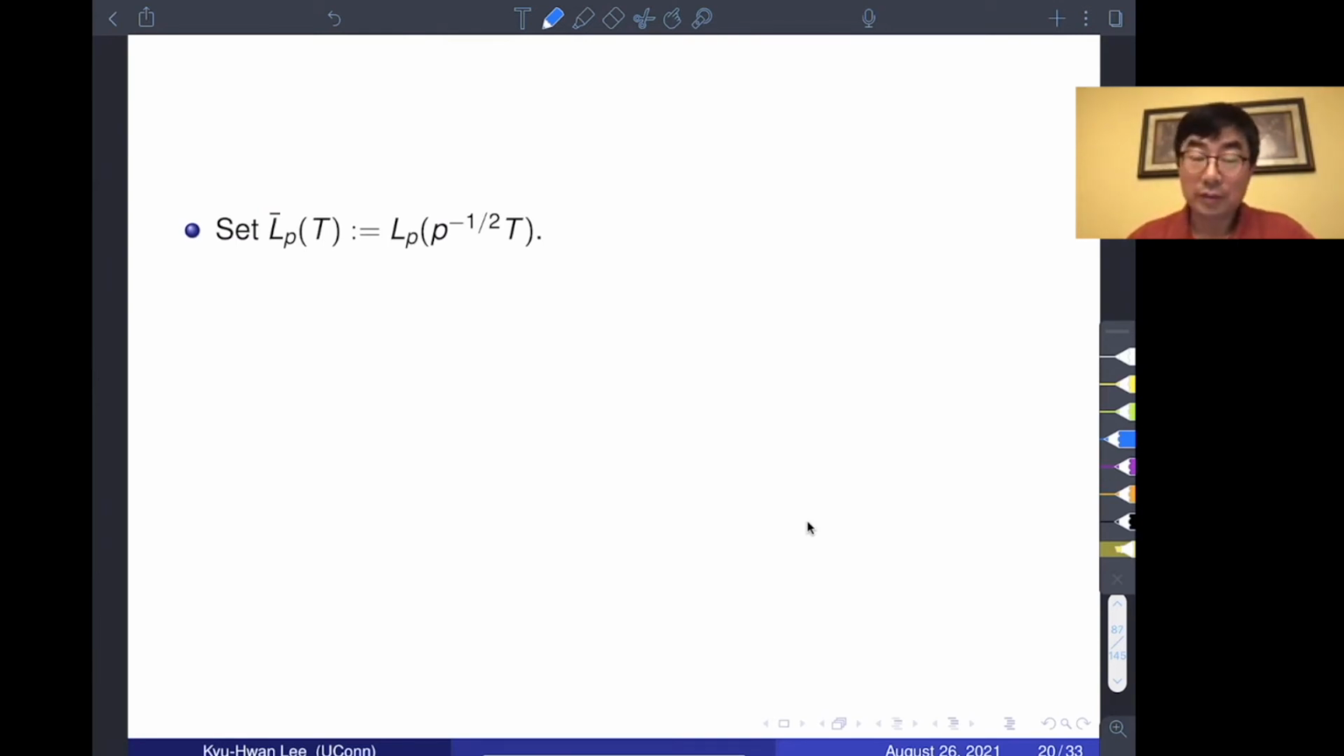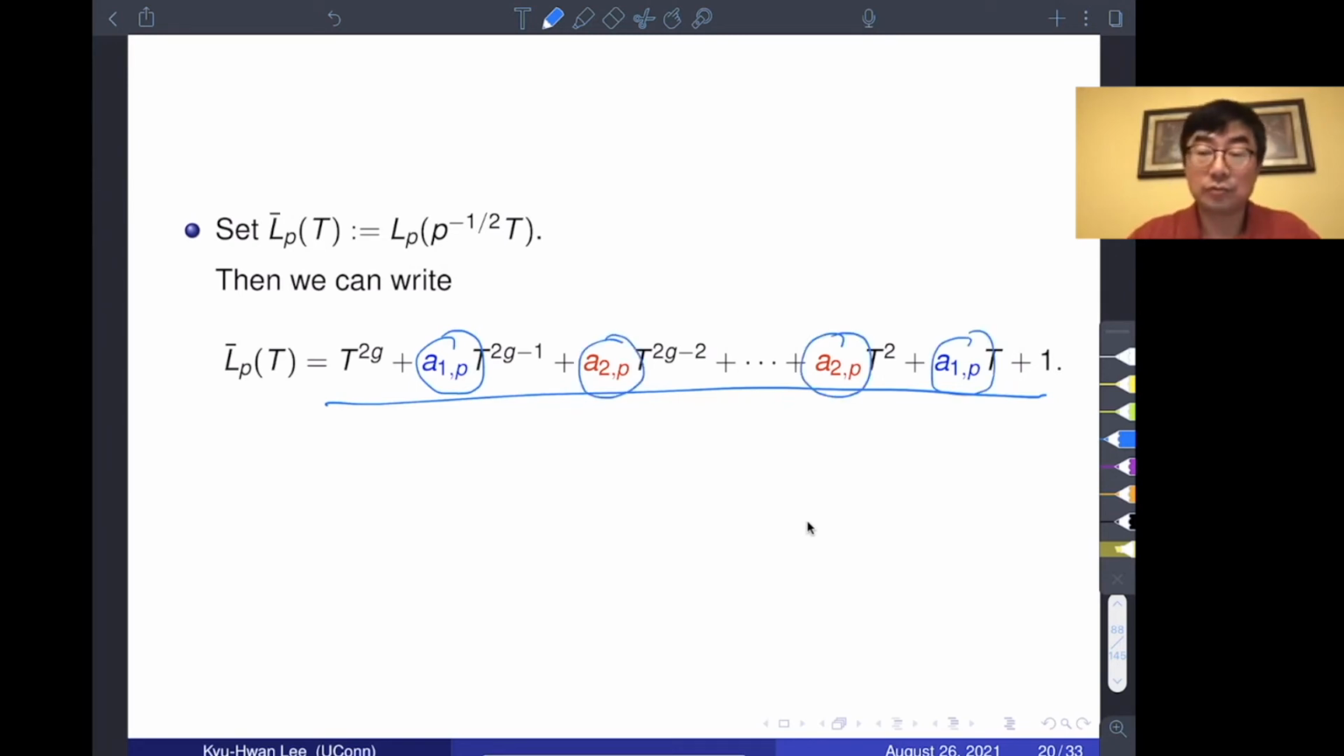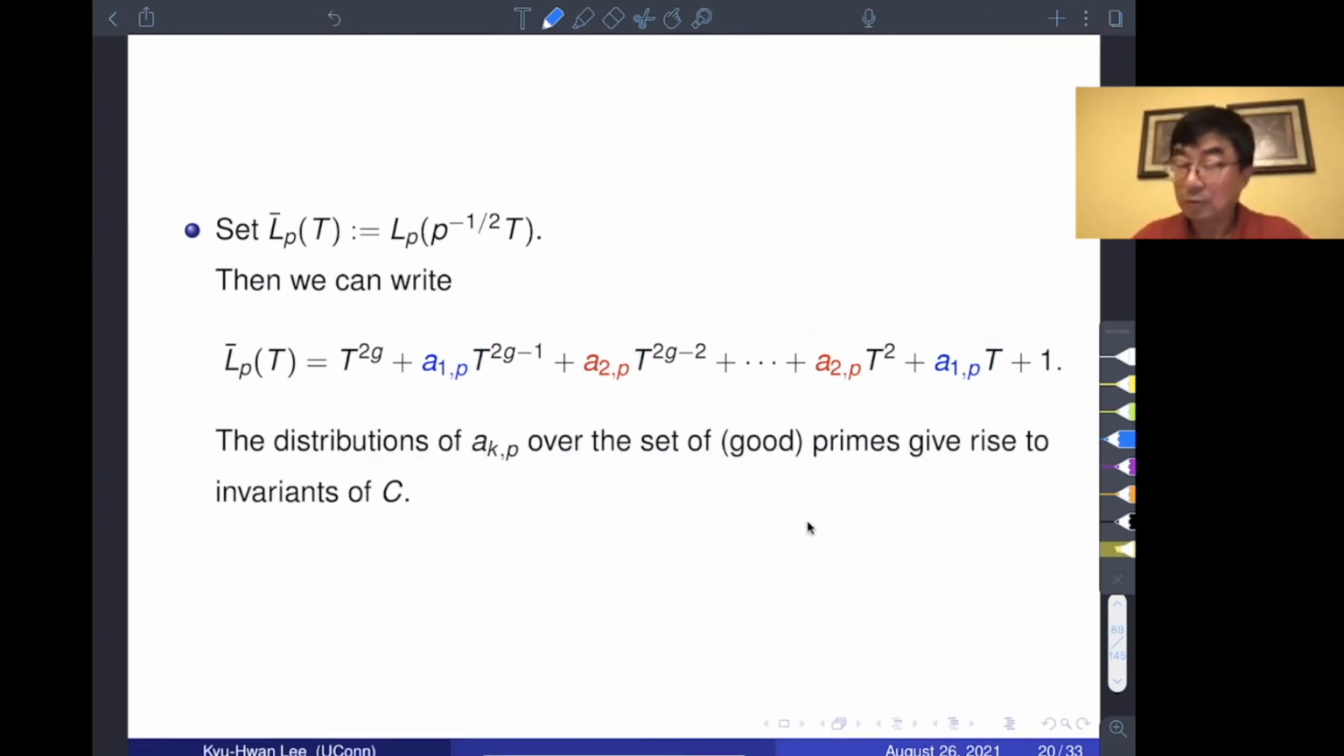In order to get a nice symmetry, we do this normalization. Then the L polynomial after this normalization has this form. So this is a reciprocal polynomial. This coefficient and this coefficient are the same for A2, the same. Again, this is a well-known fact. And the distribution of these coefficients over the set of good primes gives rise to the invariants of the curve.